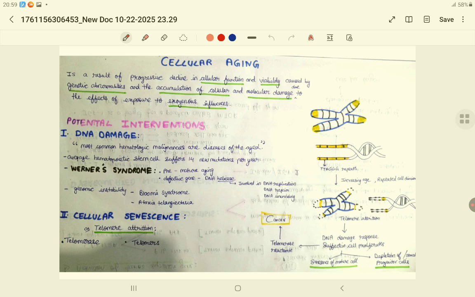You can clearly see that in cellular aging we are focusing on the damage that is caused to the cell. Okay, what are the damages that can be caused? Cellular functions and viability can be disturbed, and these can be caused by genetic abnormalities and accumulation of the cellular and molecular damage due to exposure to certain influences, which can be exogenous influences, right? So what could be the exogenous influences?